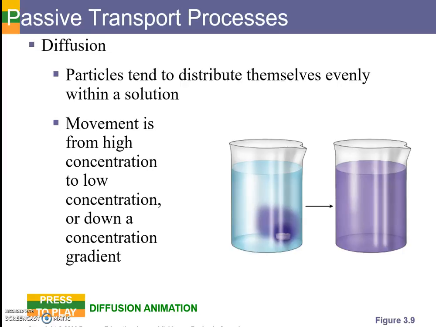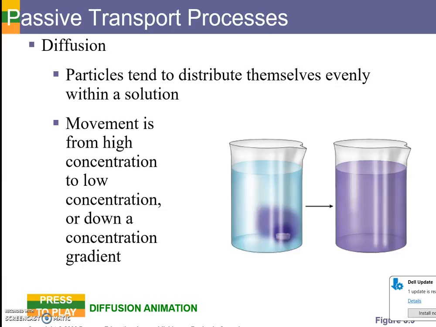The driving force of most passive transport, which means there's no energy being used by the cell in the form of ATP or GTP or other things, is what's called diffusion. And basically diffusion is the movement of molecules, or particles, from a high concentration to a lower concentration.